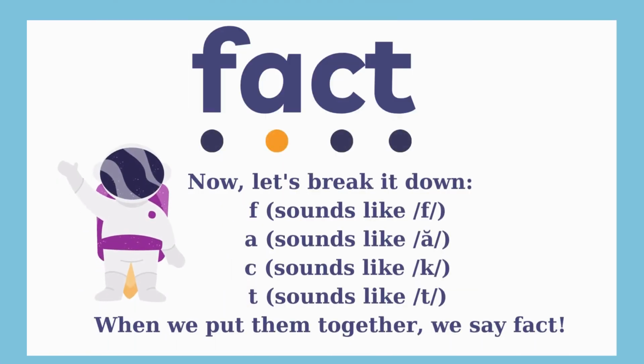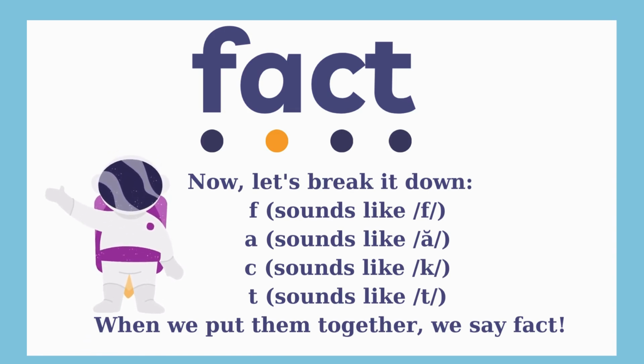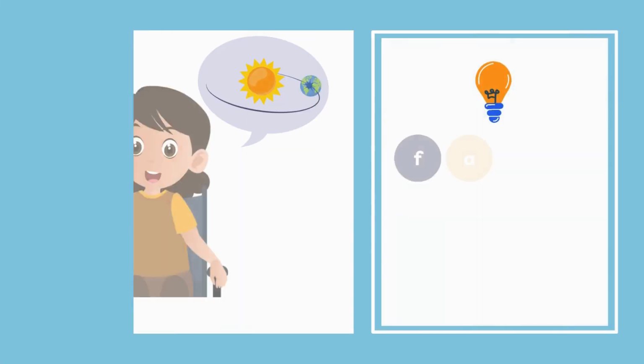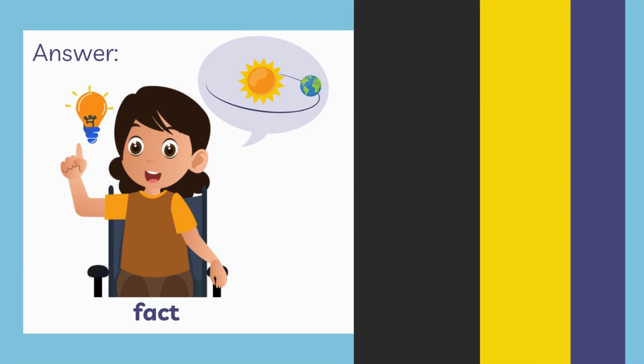Fact. Now let's break it down. F sounds like F. A sounds like A. C sounds like K. T sounds like T. When we put them together, we say fact. A fact is something that is true and can be proven or verified. It is a statement based on evidence. It is a fact that the Earth orbits the Sun.